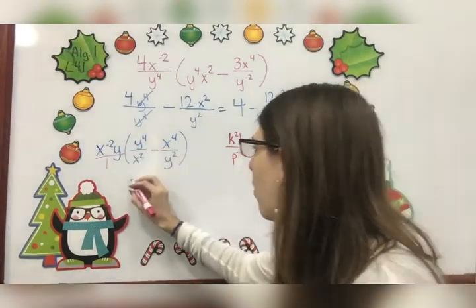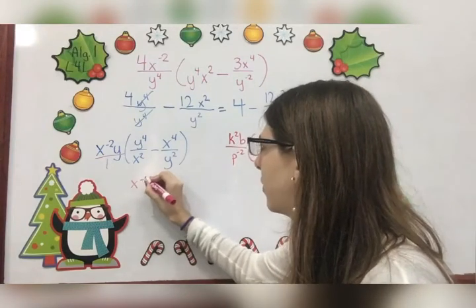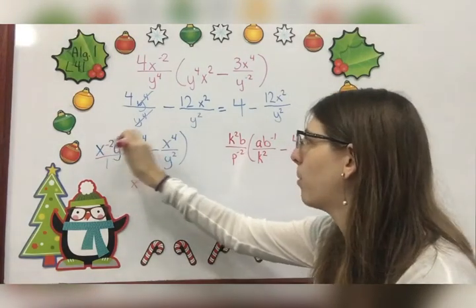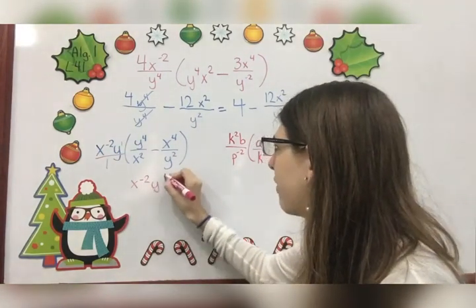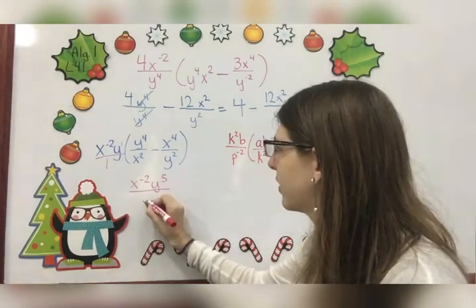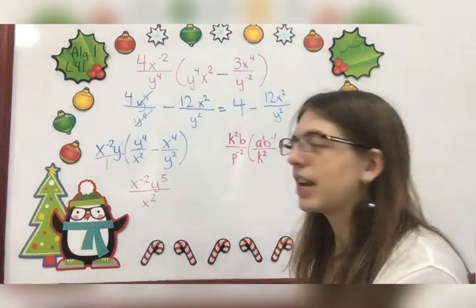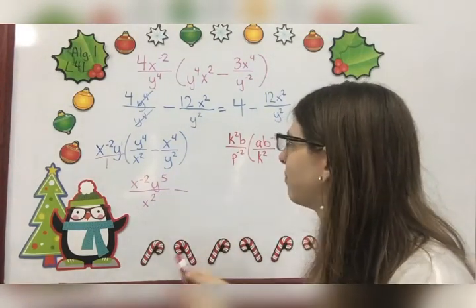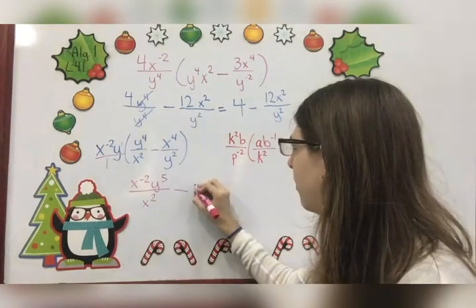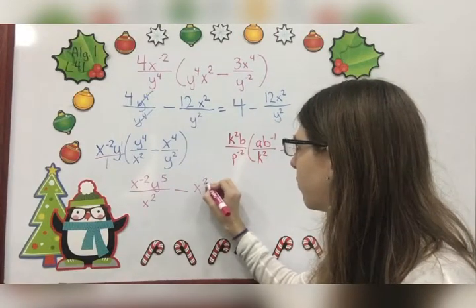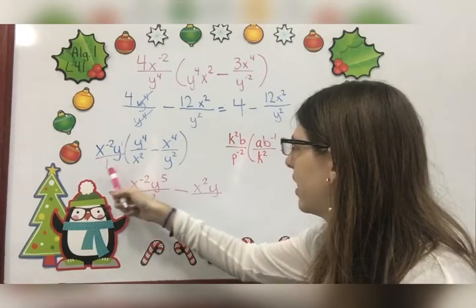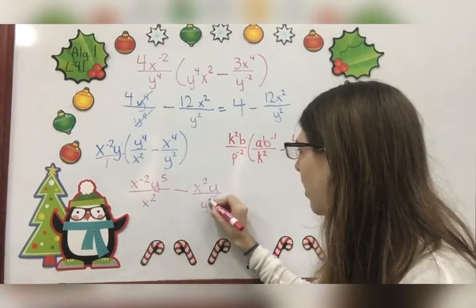So x^-2y times y^4. Well, there's no other x's, so x^-2 stays the same. y times y^4, this is an exponent of 1. 1 plus 4 is 5. So I have y^5 over 1 times x^-2 is x^-2. We'll simplify in a minute. Minus x^4 times x^-2. Negative 2 plus 4 is x^2. There's no y's, so y stays the same, then my denominator stays the same, y^2.